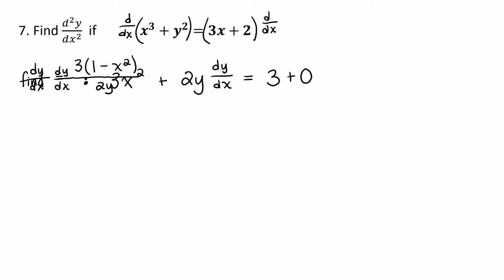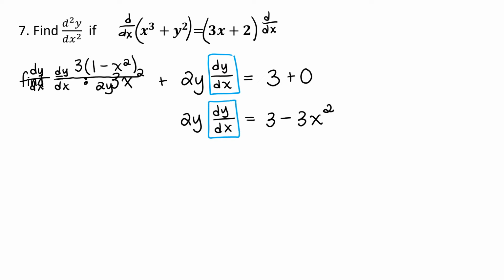And we want to solve for this dy dx first. So figure out what our first derivative is. So we'll subtract 3x squared from both sides. So we have 2y dy dx is equal to 3 minus 3x squared. And then we can divide both sides by 2y. So we have dy dx is equal to 3 minus 3x squared over 2y.